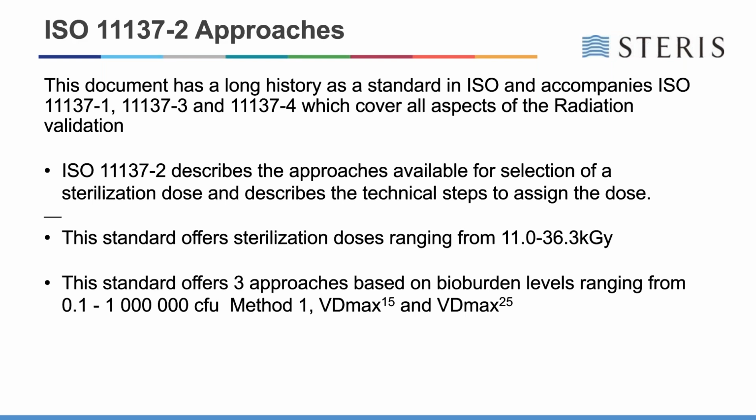We'll be looking at method 1, VD Max 15, and VD Max 25. It's also important to note that method 2 is another approach. It is used for dose setting using a fraction positive incremental dosing. However, it doesn't really follow the four main phases of the microbiological radiation validation as we outlined on the previous slides, and we will not be covering it in depth in this webinar.